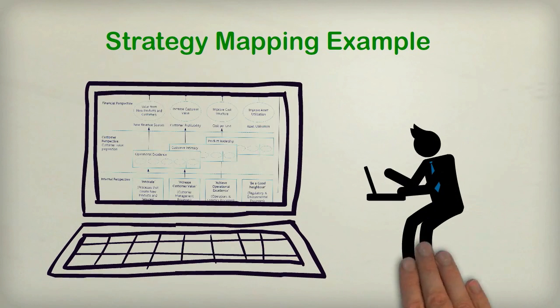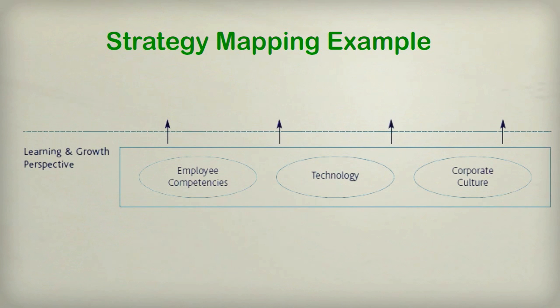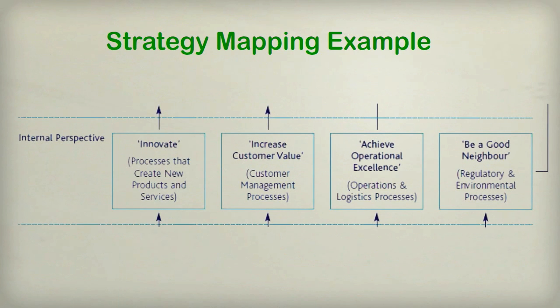Here, you can see an example of strategy mapping, which maps out corporate objectives in a visualized one-page diagram of the 4 perspectives.